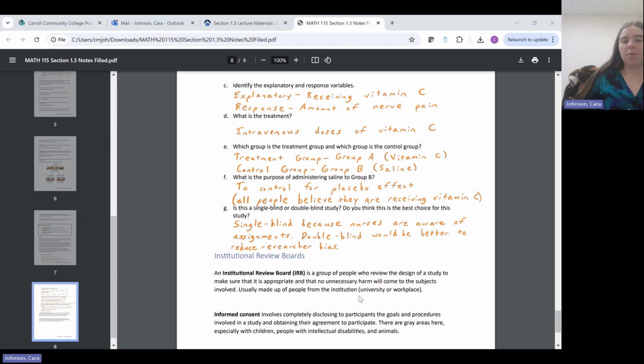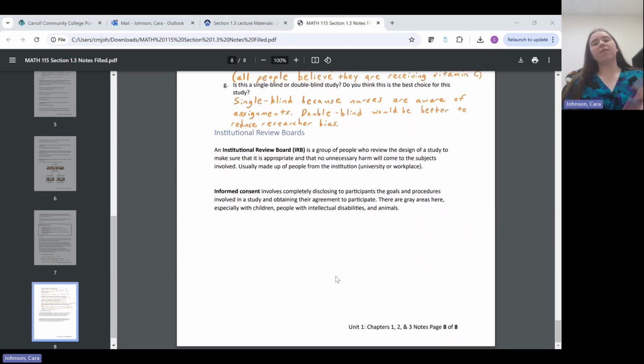And then is this a single blind or a double blind study? It's only single blind because the nurses do know the assignments. The participants don't, but the nurses do. Double blind is, of course, better if possible to avoid researcher bias. You don't want the researchers to be biased when they're collecting the data. You just want them to collect it factually and anonymously.